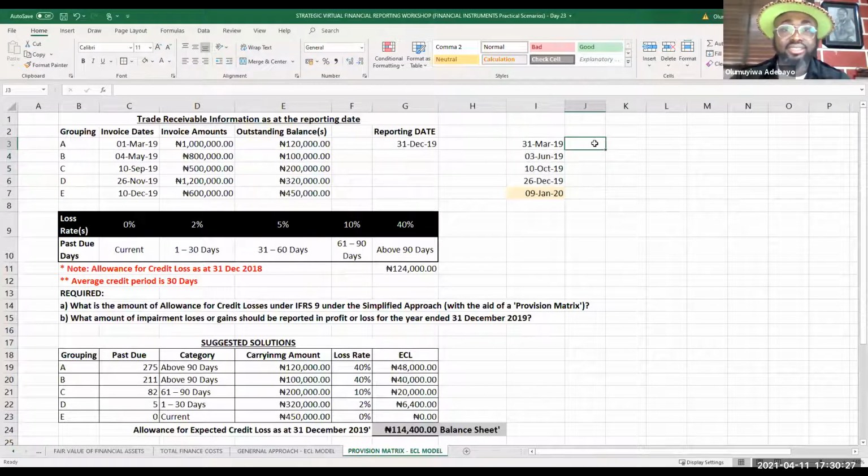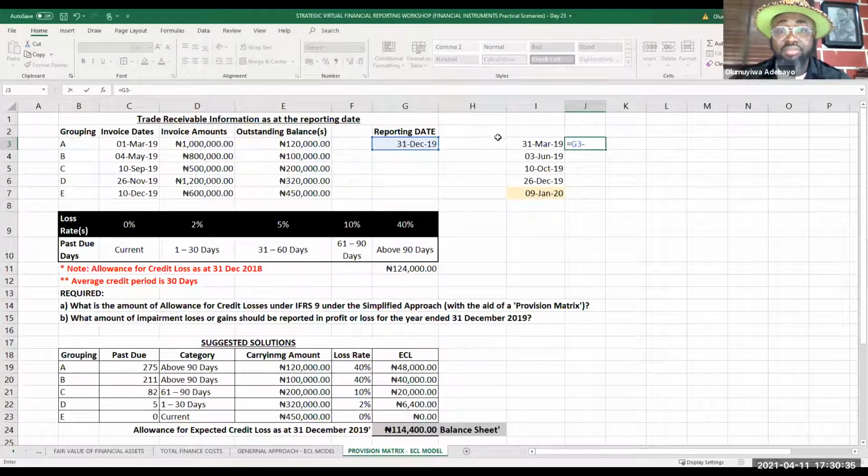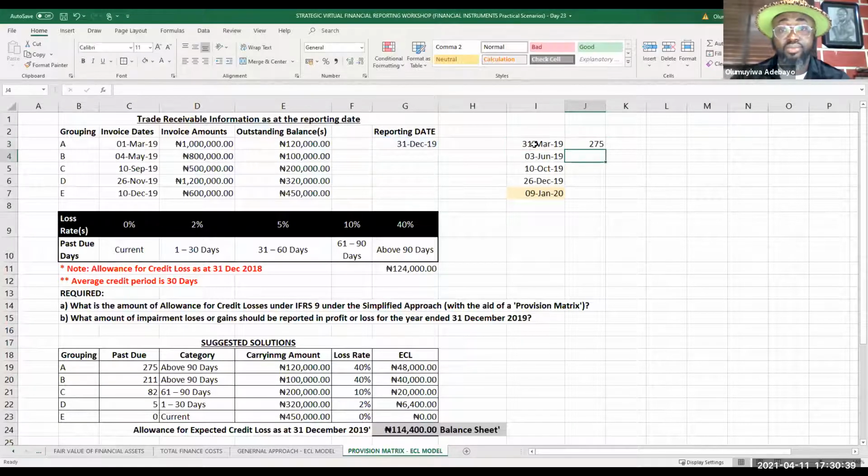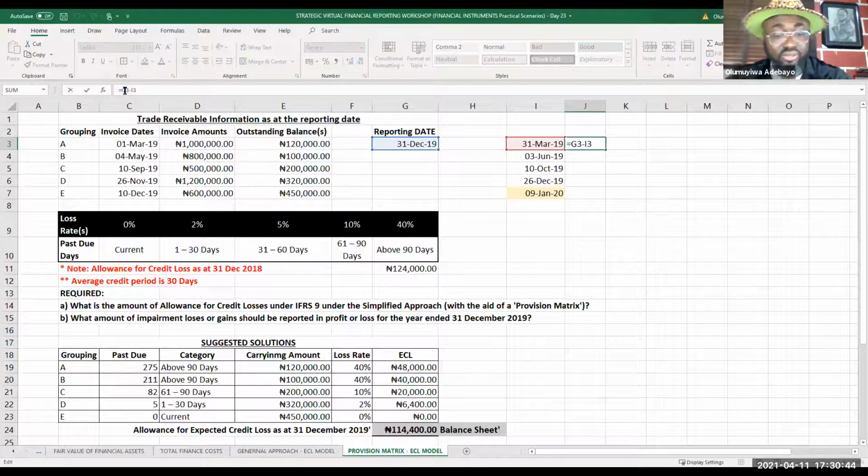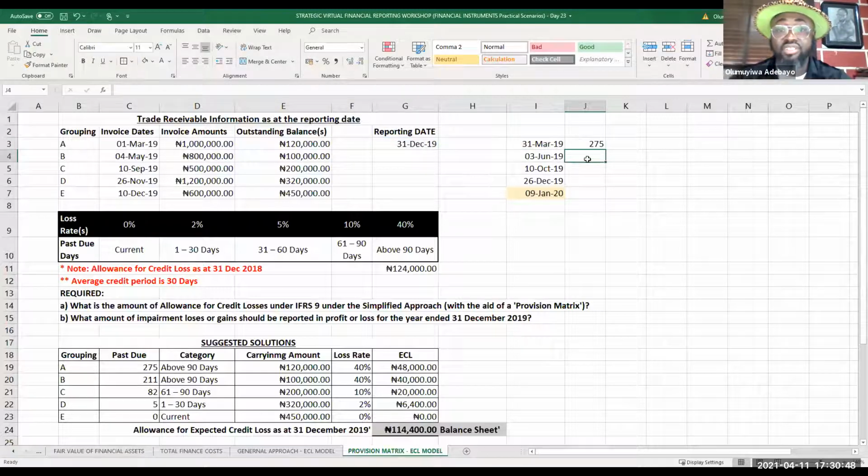Now, the question then is, this is the year end. How many days have they fallen short? How many days have they been past due? 275 days. For the first one. For the second one, how many days? And this one is -9.